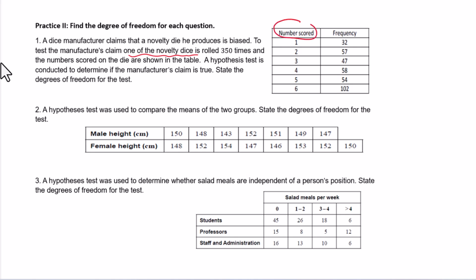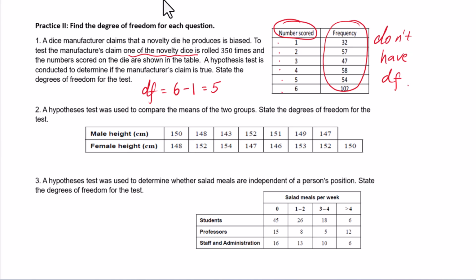Number scored and frequency do not have degrees of freedom. Only the data has degrees of freedom. We have 1, 2, 3, 4, 5, 6. So degrees of freedom equals 6 minus 1 equals 5.